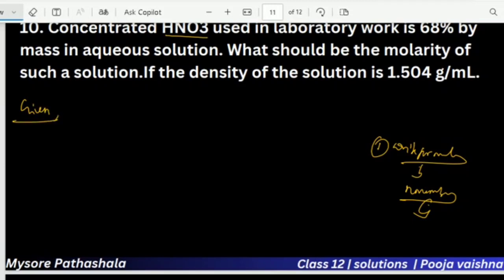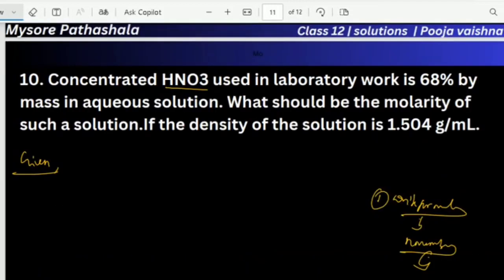Then write down what you need to find. What you need to find, you must know that properly, right? So write down the given part, write down what you need to find out, and write down the formula to find that. See, here the given part is only this one, right?